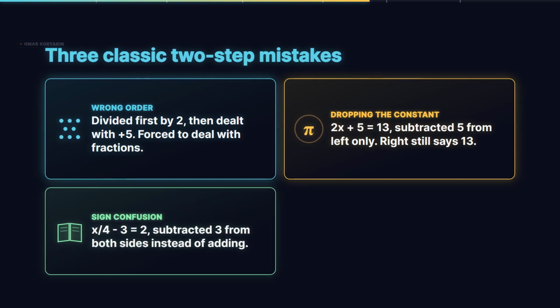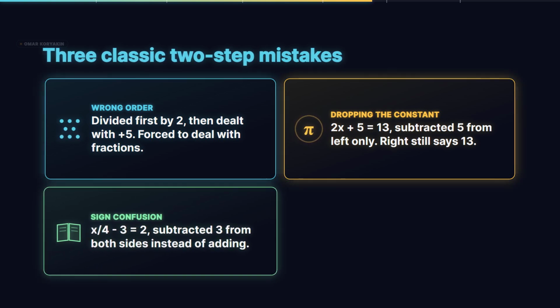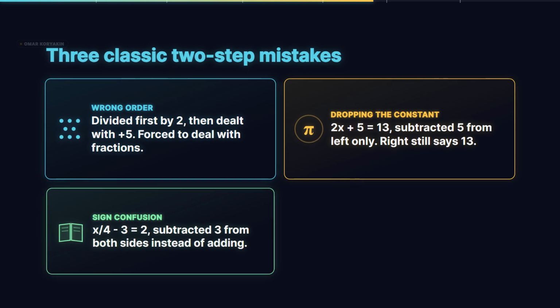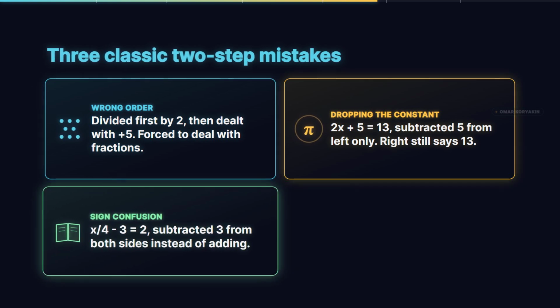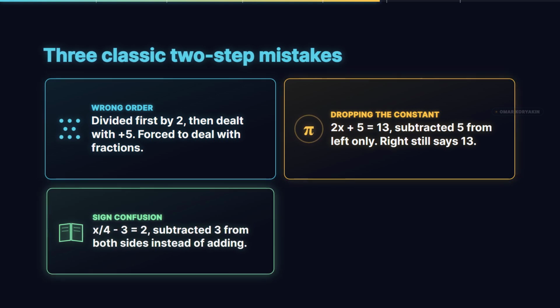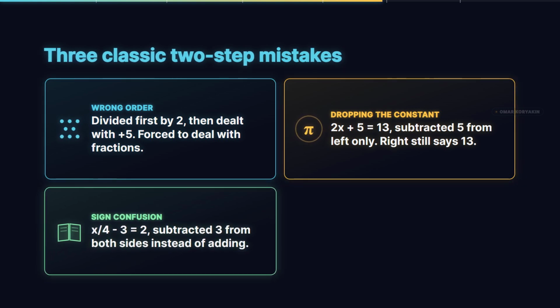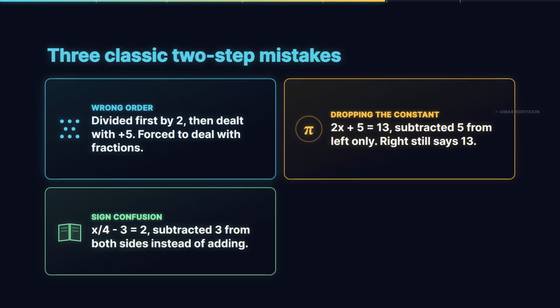Third mistake: confusing the sign of the constant when applying the inverse. A student sees x over 4 minus 3 equals 2 and subtracts 3 from both sides instead of adding 3, getting x over 4 minus 6 equals minus 1. The constant in the equation was minus 3, so the inverse is plus 3, not minus 3. The fix is to read the constant in the equation including its sign, then take the opposite sign as the inverse to apply. Negative constants need a positive inverse, positive constants need a negative inverse.